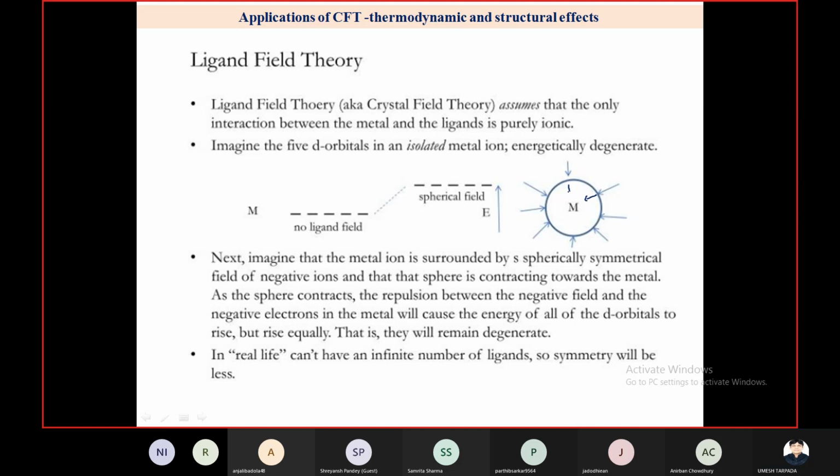So as a result, there is repulsion between the negative field and the negatively charged electrons of the metal, and because of this repulsion it causes the energy of all the d orbitals to rise, but the rise is equal. For some of the orbitals the energy gets altered and decreases. The orbitals with repulsion will have their energy increased, all together, and those without repulsion will have it decreased. So in this way the orbitals get split from the average energy.